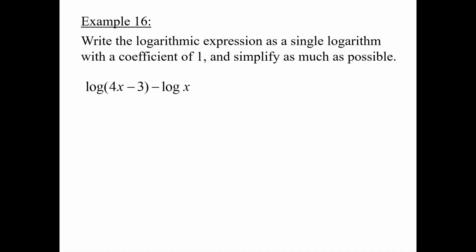We have this rather complicated looking thing, and we need to write it as a single logarithm. We have a minus in it, so that indicates a division. So that becomes log of 4x minus 3 over x. And of course, there's a hidden base 10 in all three of these.